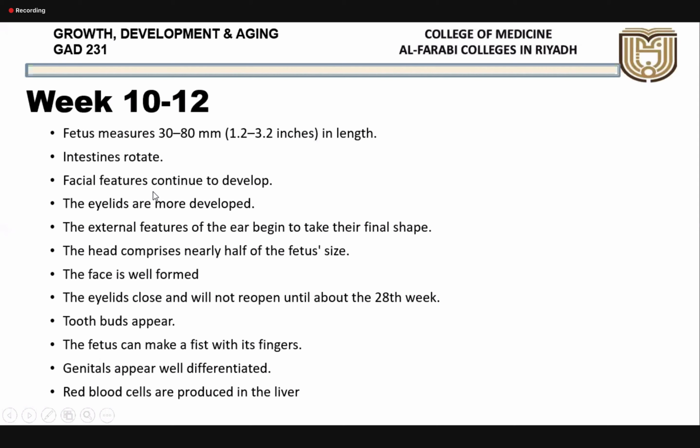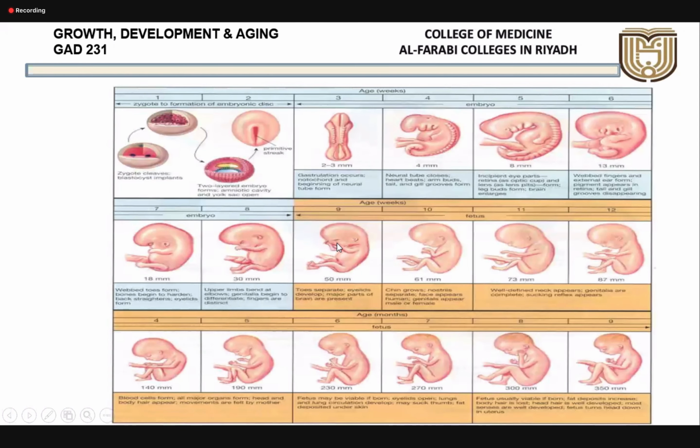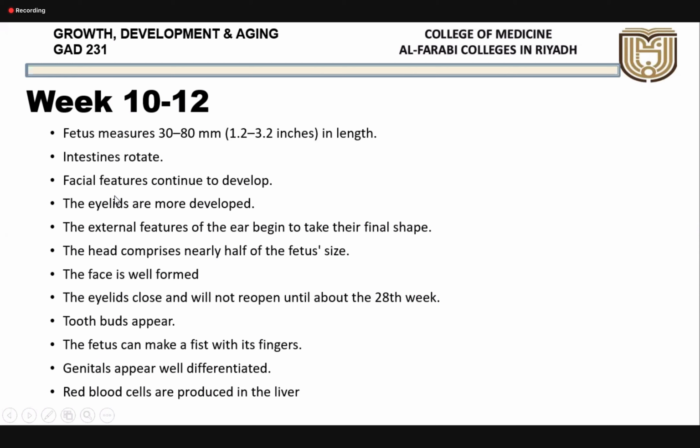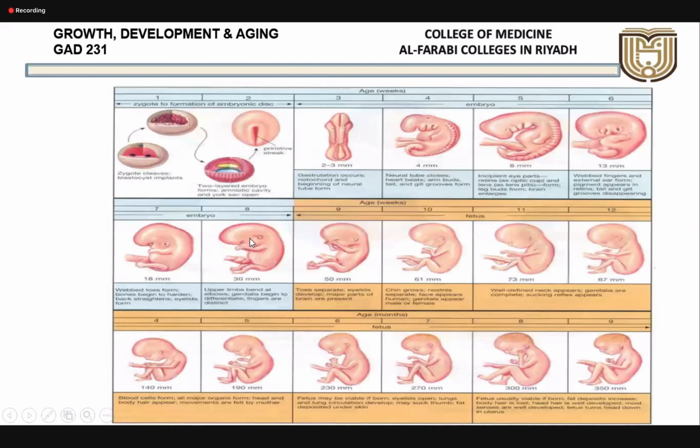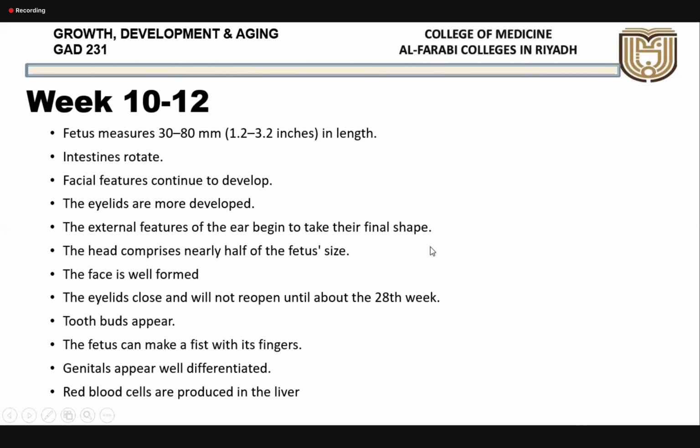Then the facial features continue to develop. As you can see here, now there is development of the face, and some features are starting to appear on the face. The eyelids are more developed now. If you see, the fetus has closed its eyes, and you can see the eyelids there.